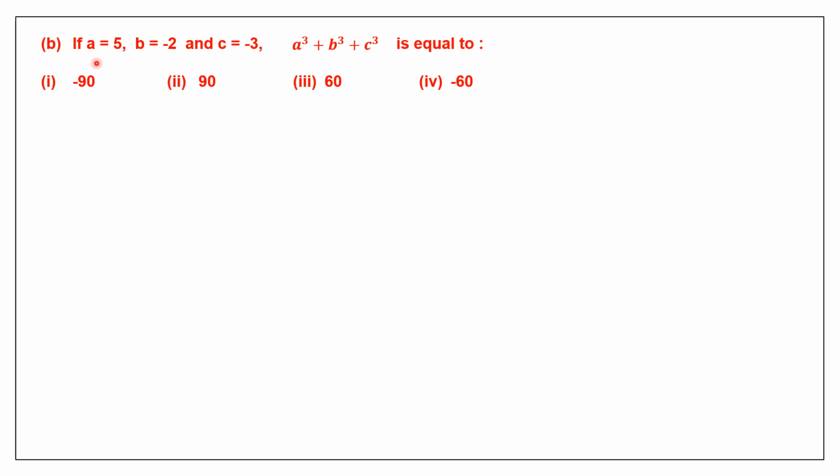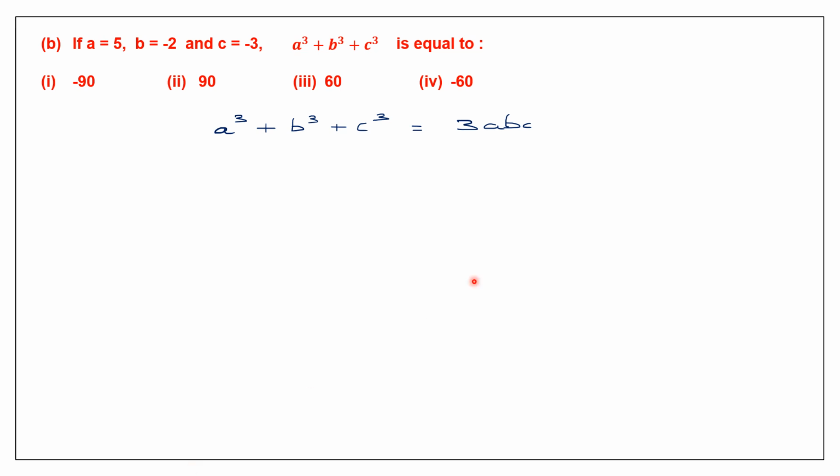Question B. If A is equal to 5, B is equal to negative 2 and C is equal to negative 3, A cube plus B cube plus C cube is equal to which of these answers? Now we can use the property A cube plus B cube plus C cube is equal to 3ABC. So we can apply this property here.